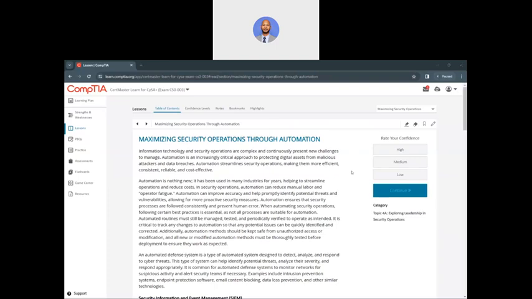So essentially what lesson four goes into is how SOCs, security operations centers, can make their environments more secure by automating everything and putting everything in a centralized location. So when the operators are on the SOC floor, they can log into one centralized location and do their work from one place versus having to log into a bunch of different systems.